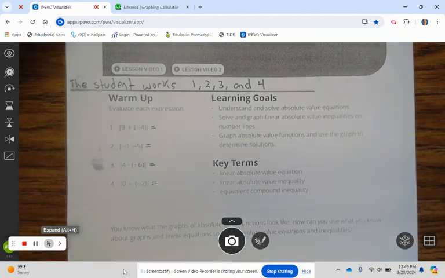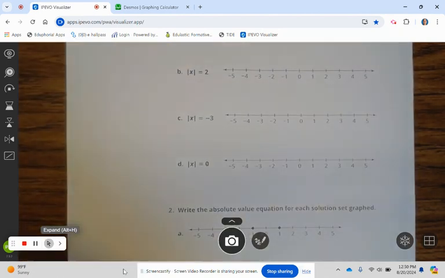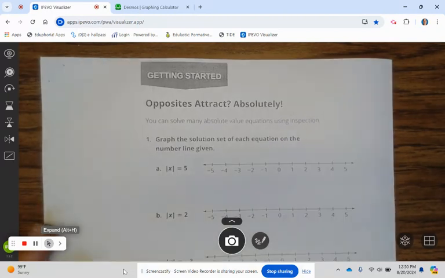Alright, let's take a look at the next page. Getting started. You can solve many absolute value equations using inspection. Graph the solution set of each equation on the number line given.